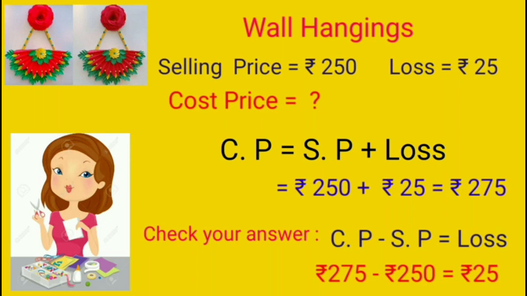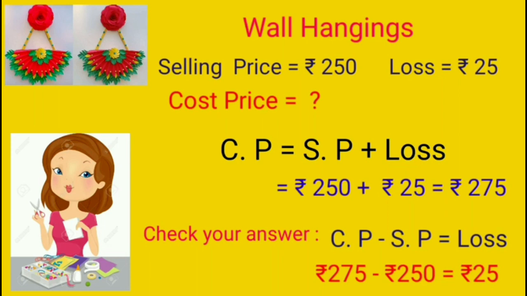Let us start. To find the cost price, children always add loss to the selling price. SP plus loss, that is 250 rupees plus 25 rupees. The sum is 275 rupees, which is the cost price of a pair of wall hangings. Children, we can even check our answer.